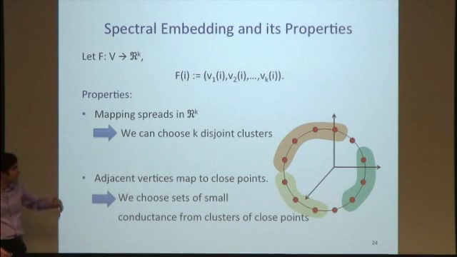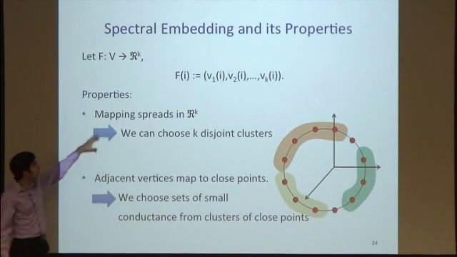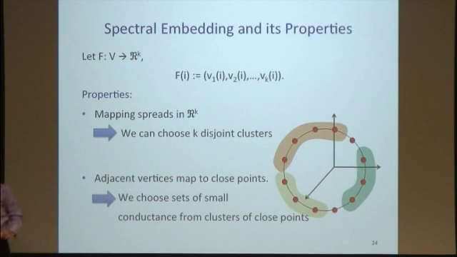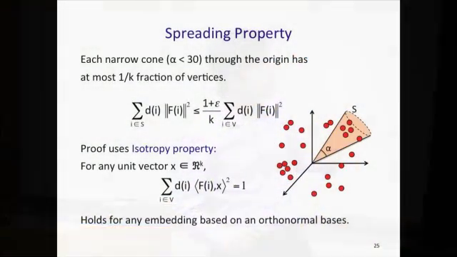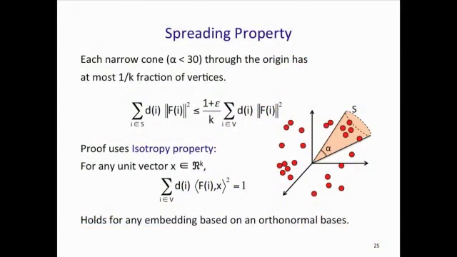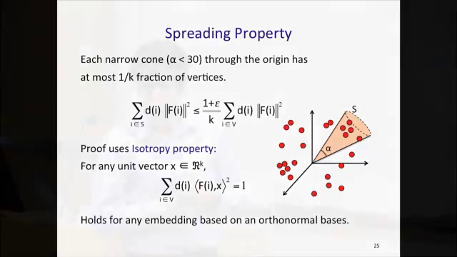So what I'm going to do is that in the next two slides, I'm going to tell you about each of these components separately. Okay? So let me first start with the first component and then tell you about the second. So the first component is called the spreading property. Okay? So we prove the following statement. We prove that each narrow cone through the origin has at most essentially 1 over k fraction of the vertices.